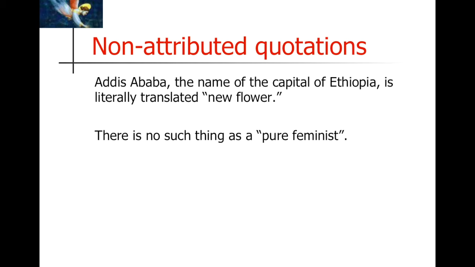So, a non-attributed quotation is the term I'm using for things that people say, but you don't have to say who said it. For example here, Addis Ababa, the name of the capital of Ethiopia, is literally translated new flower. Okay, and everybody who can consult a dictionary or a bilingual dictionary will get this particular translation. So you don't have to say where you got it from. It's just there, okay? And you can put that in inverted commas. We'll see in a minute. It can be double or single.